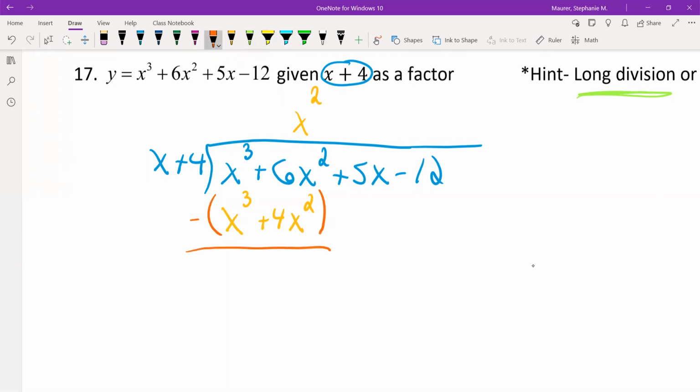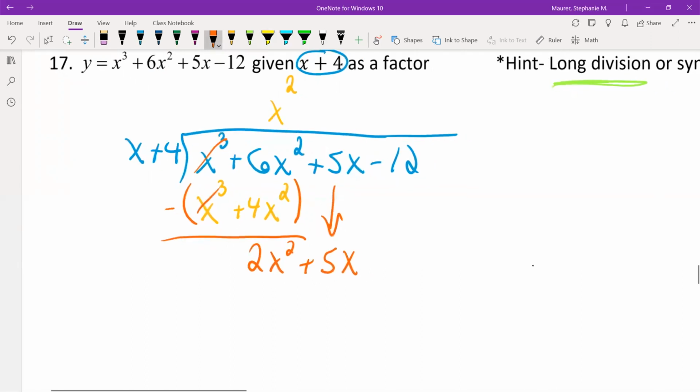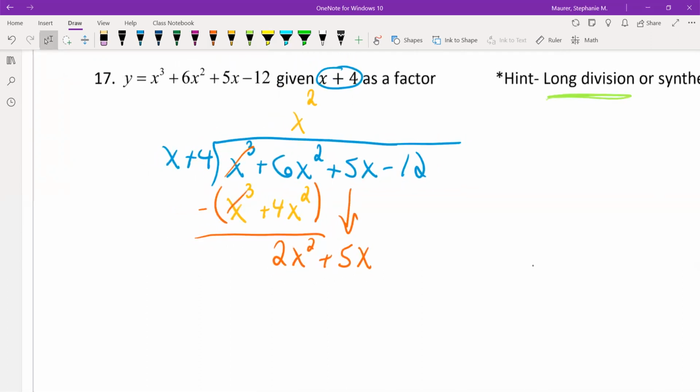So over here, x to the third minus x to the third, they cancel out. Boom, boom. And then over here, 6x squared minus 4x squared gives me 2x squared. And now we're ready to carry down our next number, plus 5x. From there, we repeat the process.